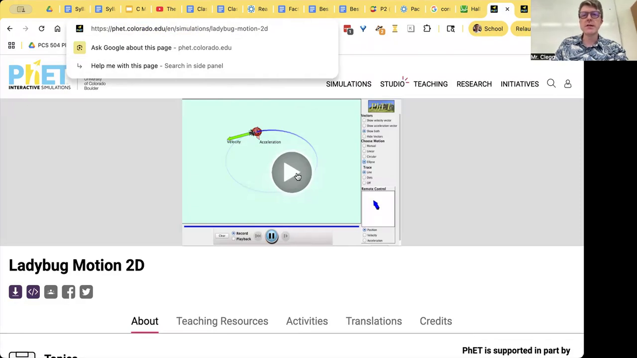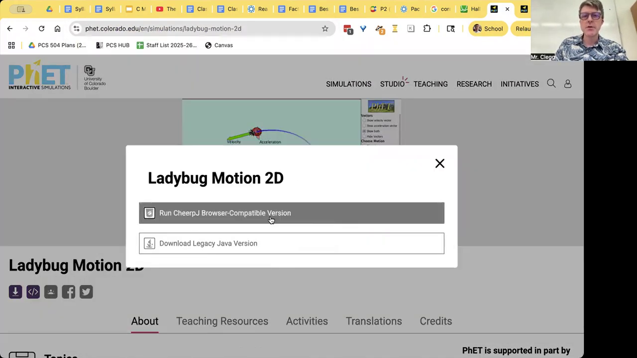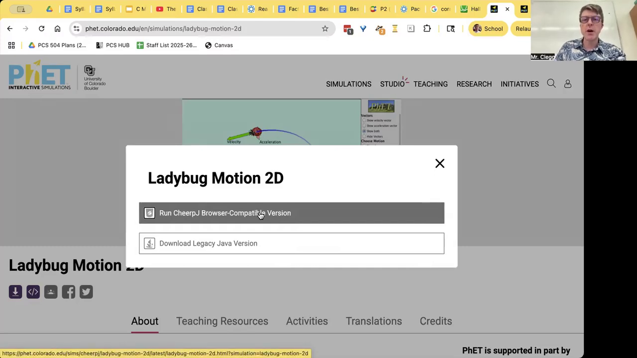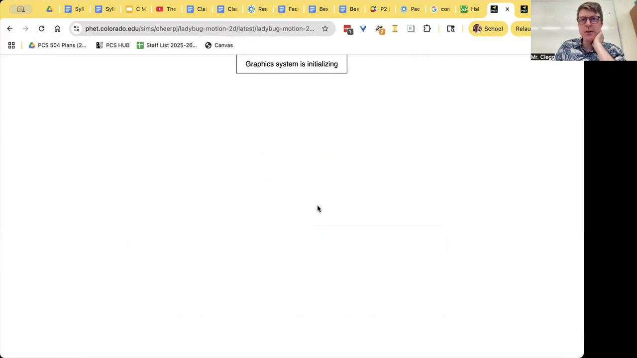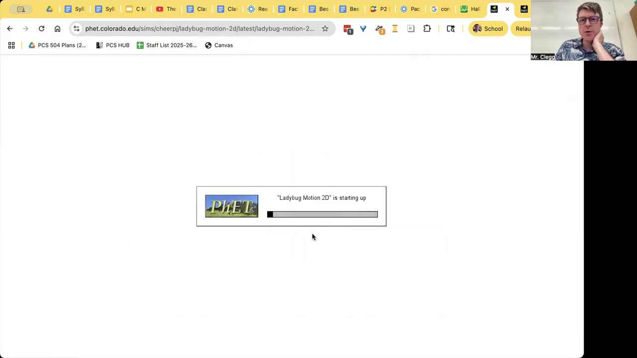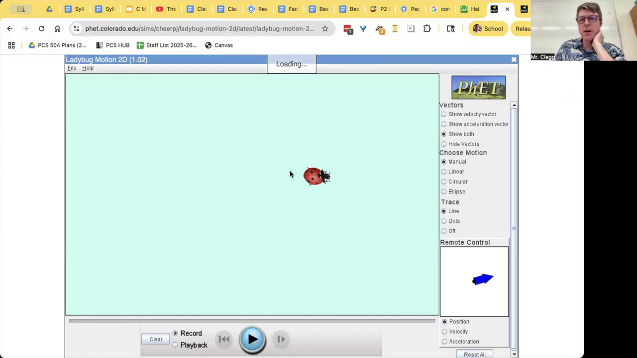So here, once you get this thing loaded up, you can click on the center, and we're going to do the top version here. Run the ChirpJ browser compatible version. Hopefully that works. Yes, it's working. And we have to wait for the thing to load. It takes a little bit of time. Okay, now we are setting it up. Well, this does take a while. Okay, so now we have this thing.